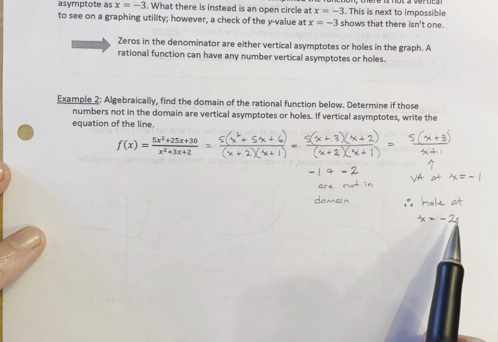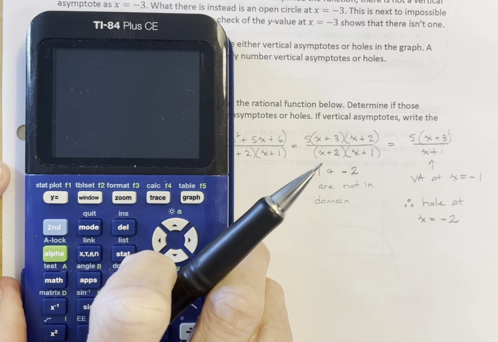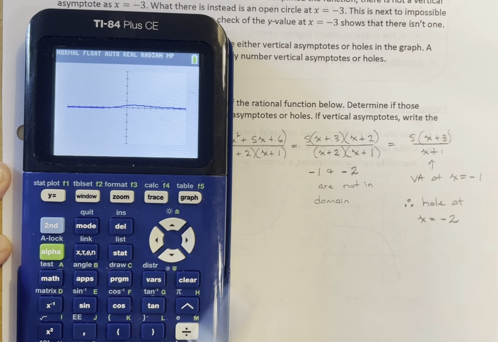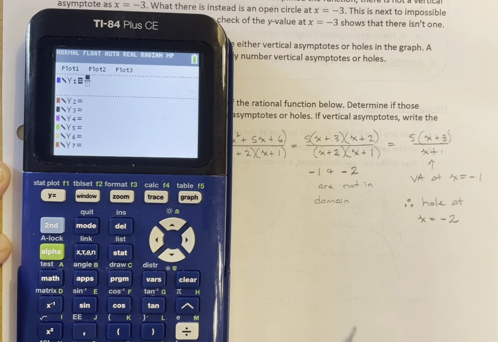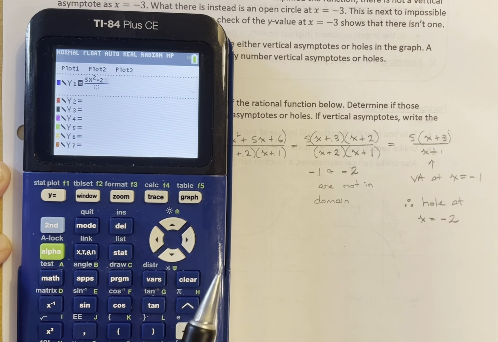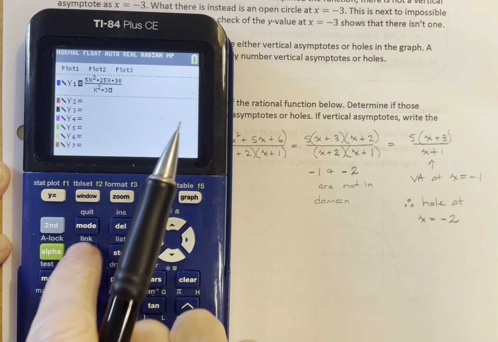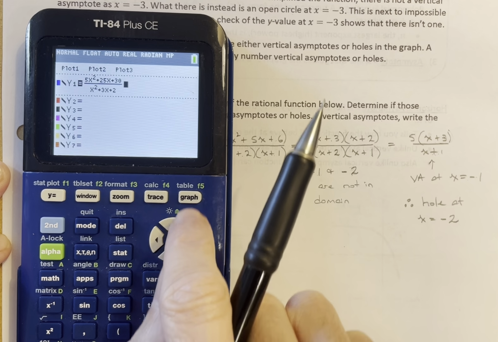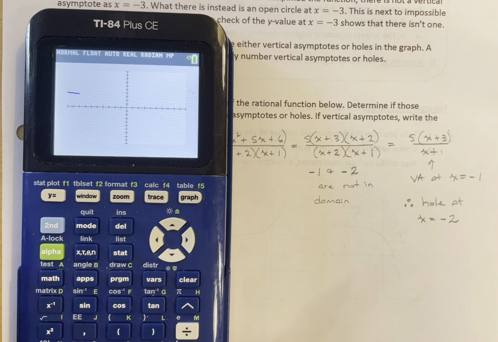I'm not perfect. So what does my graph look like? Let's just take a look at it. We won't sketch this. So y equals, I'll clear that out, I'll put in a fraction bar, and I've got 5x squared plus 25x plus 30 in my numerator and x squared plus 3x plus 2 in my denominator. If I graph, let's go to zoom standard. So number 6, here comes the graph.